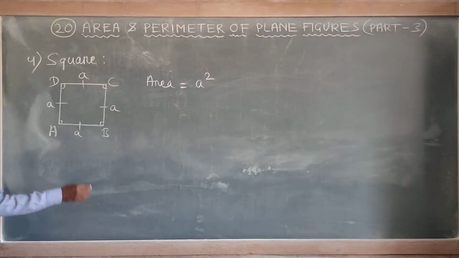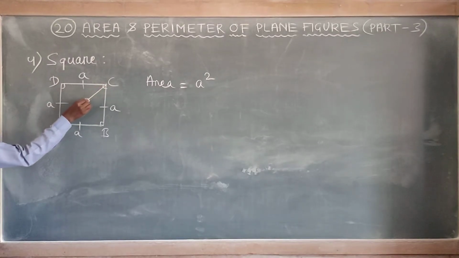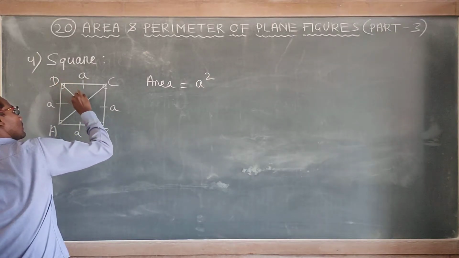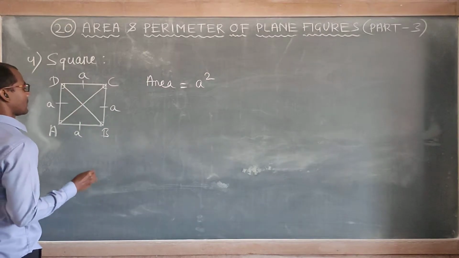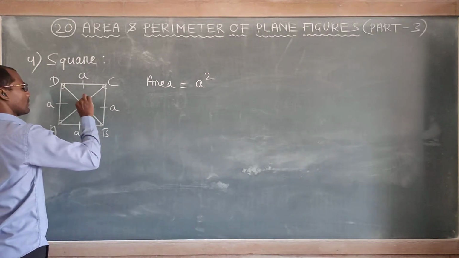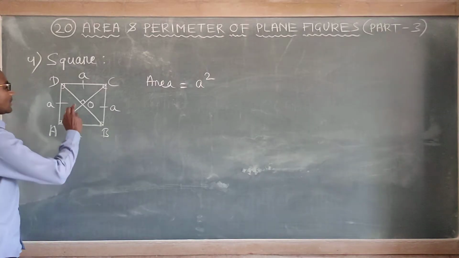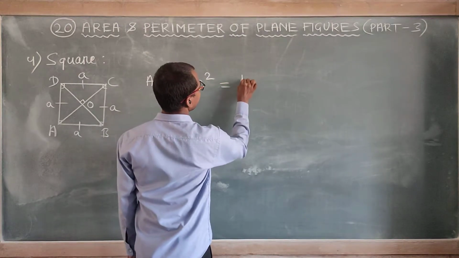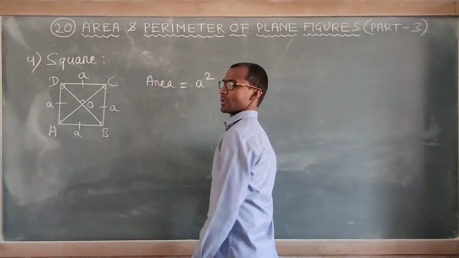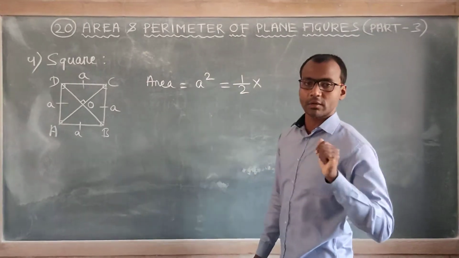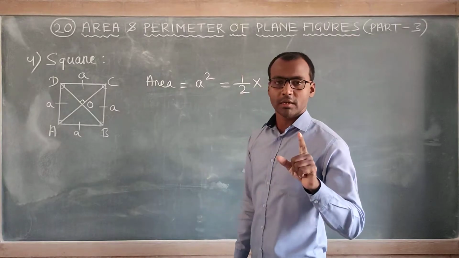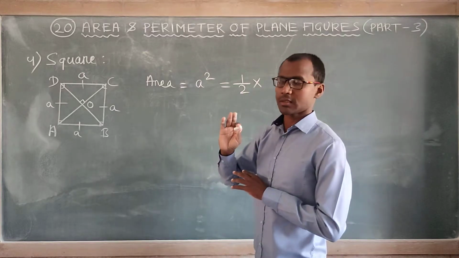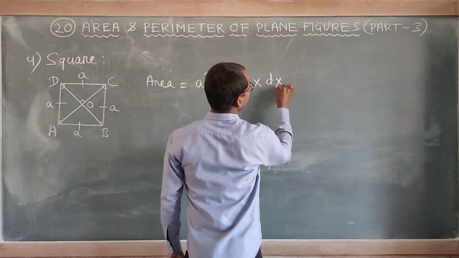So if we join AC and BD, we will get the diagonals. This is one diagonal and this is another diagonal. Let the point of intersection be O. They are perpendicular to each other. So again we can say that area is equal to half into d1 into d2, half into the product of the diagonals. But in a square, diagonals are equal. So in a square, d1 and d2 are the same, so half d into d.